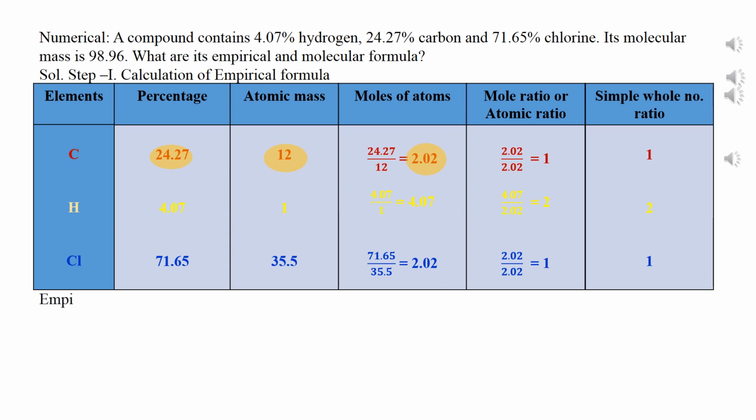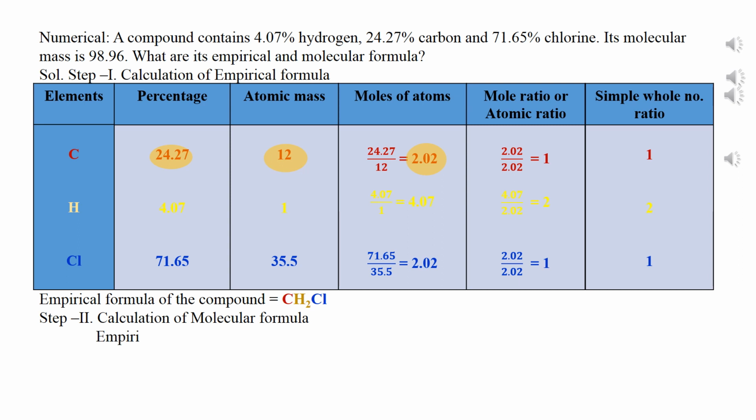The empirical formula of the compound comes out to be CH2Cl. So our next step is to calculate the molecular formula of the compound. To find the molecular formula, we calculate the empirical formula mass by adding the atomic masses of the atoms in the empirical formula. So the empirical formula mass is 12 for carbon plus 2 into 1 for hydrogen plus 35.5 for chlorine, that comes out to be 49.5.